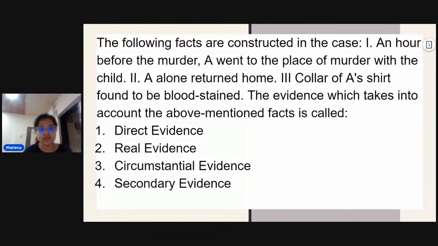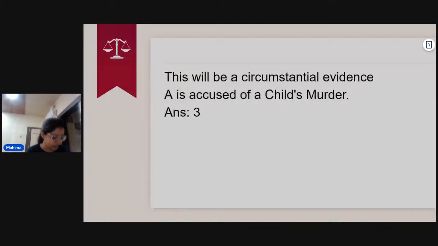The following facts are construed in the case. An hour before the murder, A went to the place of the murder with the child. A alone returned home. Collar of A's shirt found to be blood-stained. The evidence which takes into account the above-mentioned facts is called direct evidence, real evidence, circumstantial evidence, or secondary evidence. Yes, Harshal, it is 2000. Yes, everyone is right, Prachi and Lakshata. Divya is saying 3, Pritika is saying 3, Shubham is saying 3. Prachi, Lakshata, every one of you is correct. They are circumstantial evidences and not direct evidence.